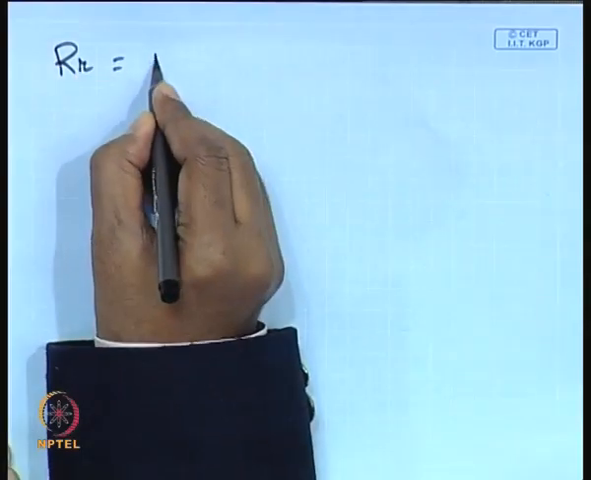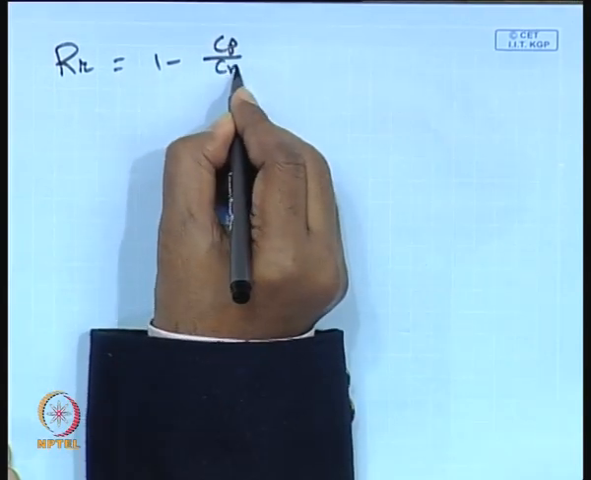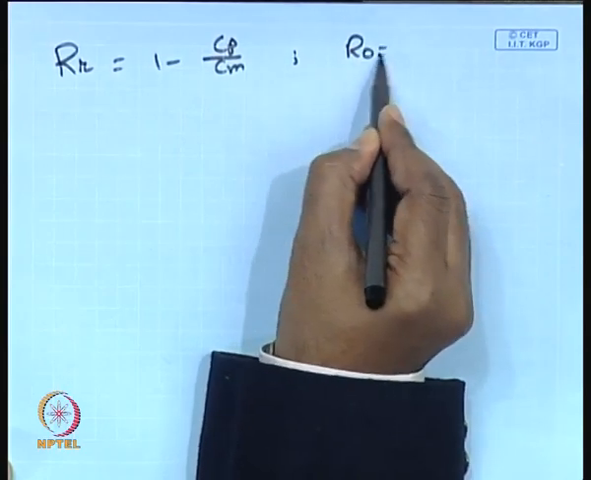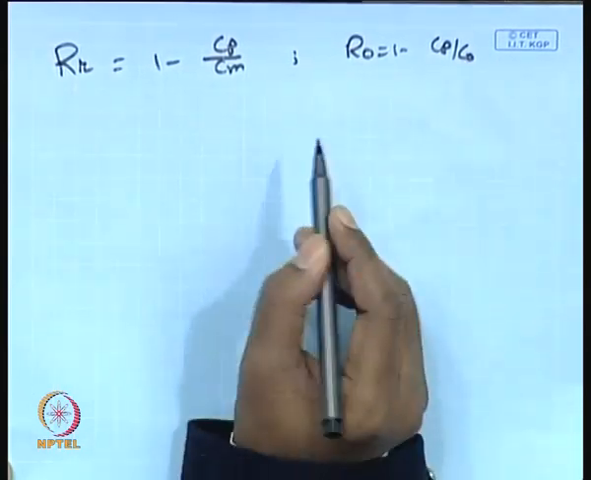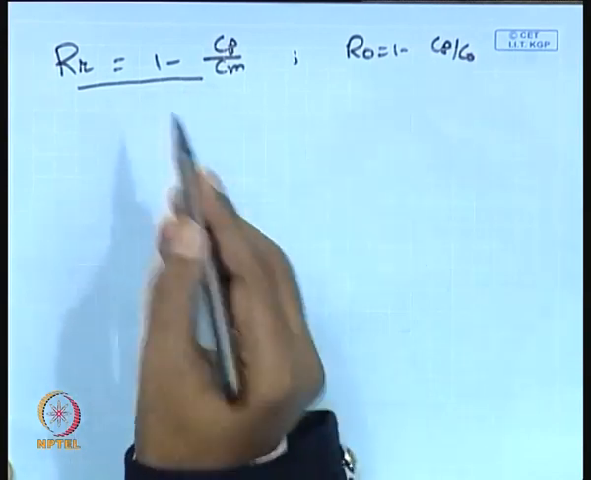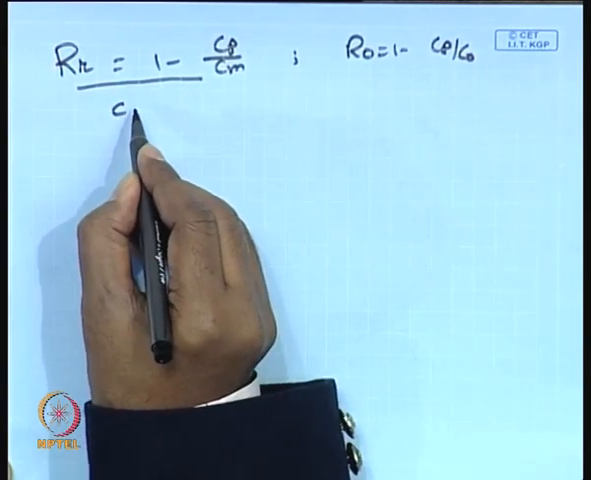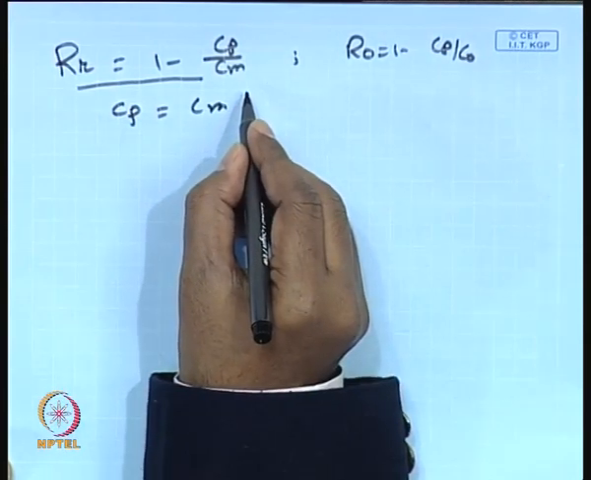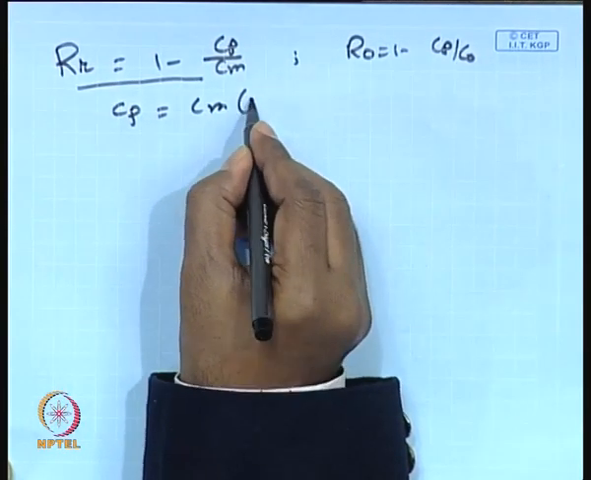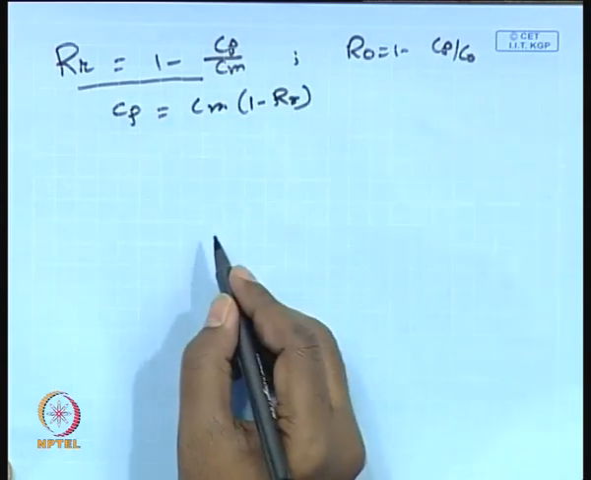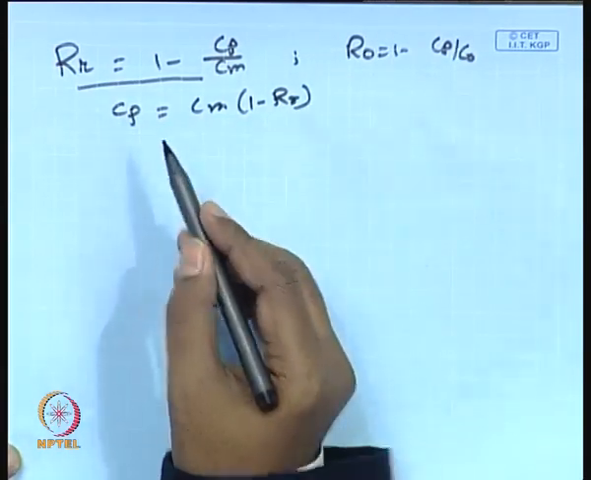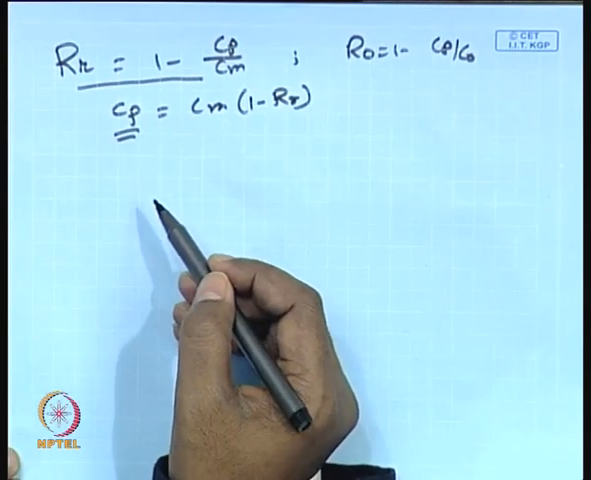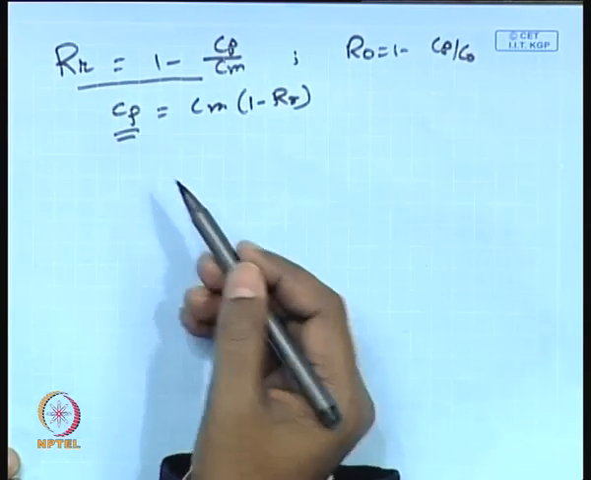Real retention will be nothing but 1 minus Cp by Cm. If you just look into the definition of RR, the observed retention, what we have defined is 1 minus Cp by C naught. So, if you look into the definition of RR, Cp can be written as Cm into 1 minus RR. Now, we substitute the expression of permeate concentration in the expression of delta pi, or osmotic pressure difference, in favor of Cm.